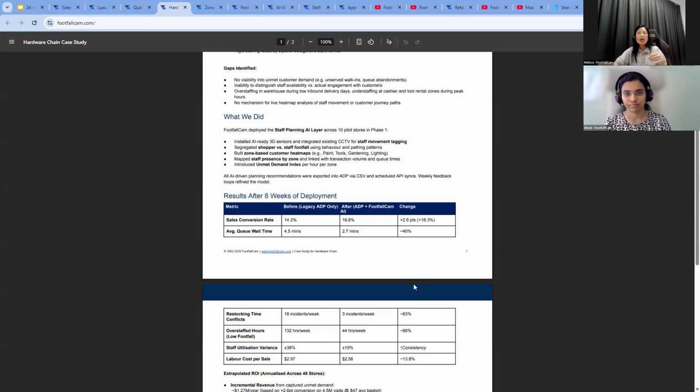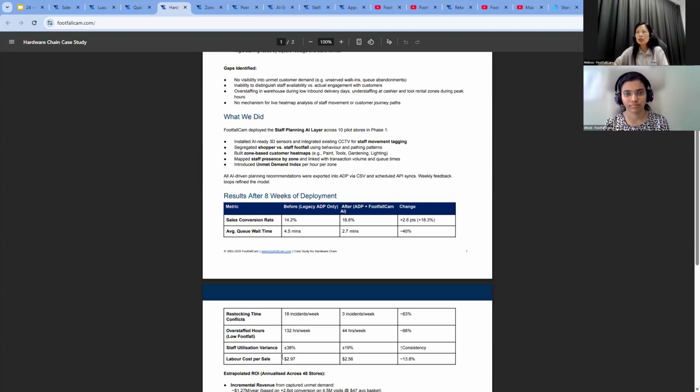reduced by 40%. And the restocking time conflict reduced really drastically, because now their staff know what they should be doing. So they shouldn't be doing restocking when there's customer lingering in zone B, for example. But if there's no customer there, equally, they shouldn't be idle in zone B. They should come back to do the restocking. So it makes it very, very efficient for the staff, and the staff like it too. Just tell me what I need to do, and then they do it. Meeting the KPIs much more easily than that.